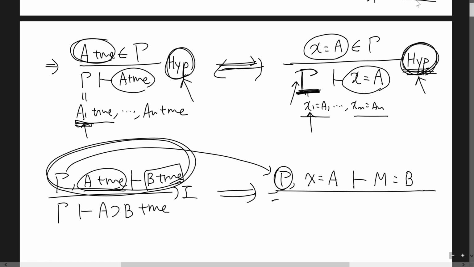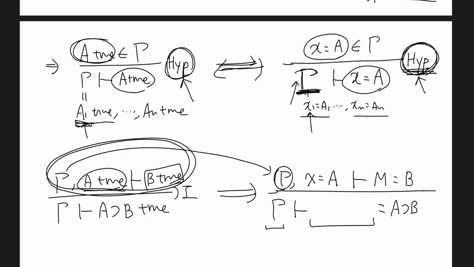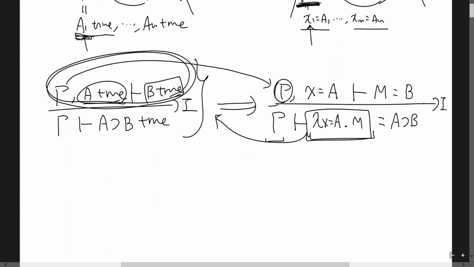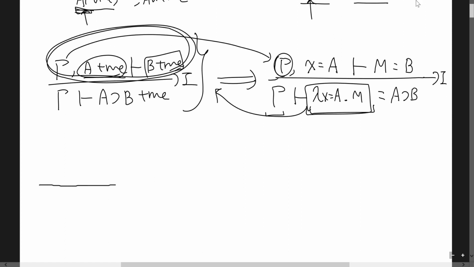Then, under typing context the gamma, we should be able to find a proof term of type A implies B. And we decided to use the syntax for simply typed lambda calculus. So it's going to be lambda x colon A dot M. So this proof term now represents the whole derivation tree here. And we call it implication introduction rule. Now let's look at implication elimination rule.